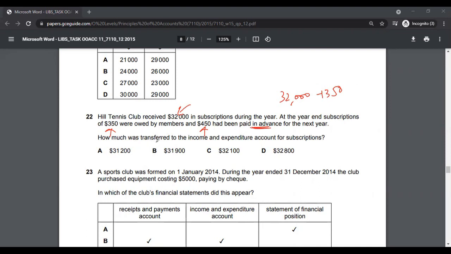How much was transferred to the income and expenditure account for subscriptions? Minus the 450, because this is prepaid, this is accrued, and this is what was actually received. So if you do the maths in here, 32,000 plus 350 minus the 450, you will get an answer of 31,900. So the answer to multiple choice 22 is option B.